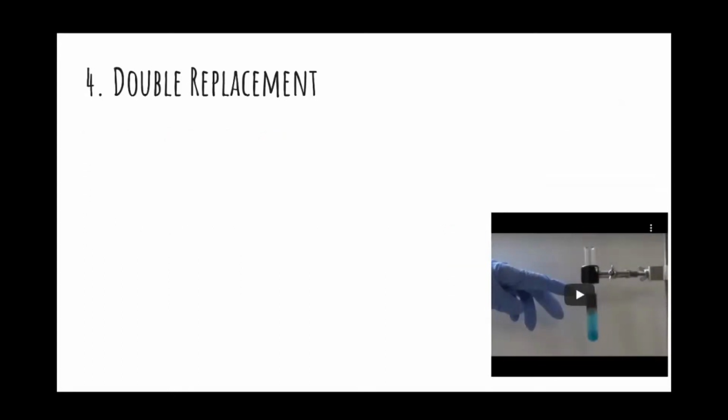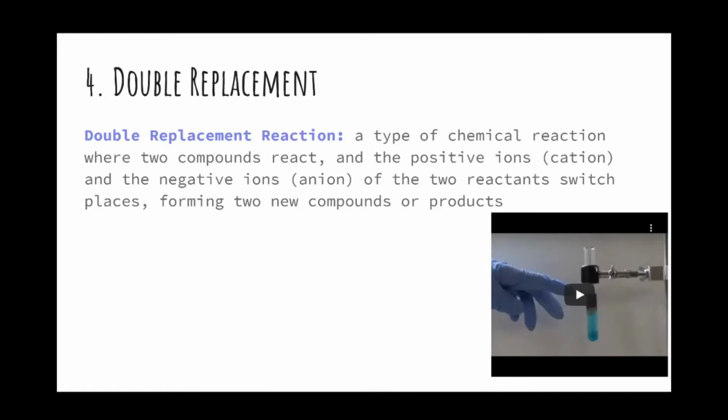Now, a double replacement reaction is very similar to a single, but what we have is two compounds that react, and the positive ions, the cations, and the negative ions of the two reactants switch, and they form two new compounds. So again, our general formula, if we have AB plus CD, what we end up having is AD plus CB. So it's almost like they switch partners.